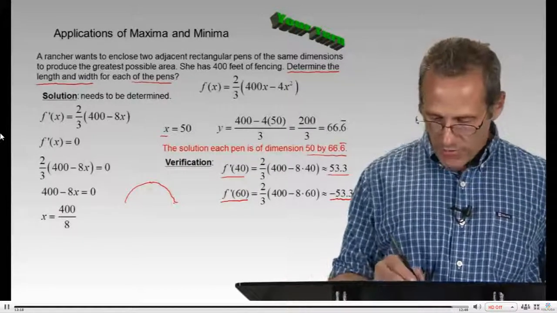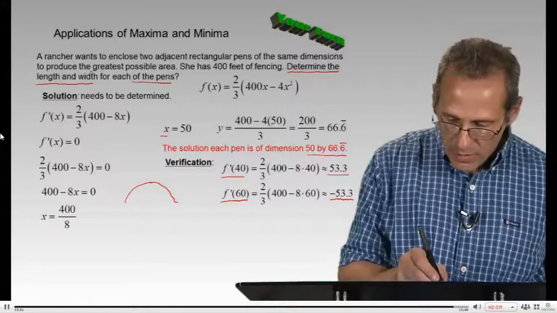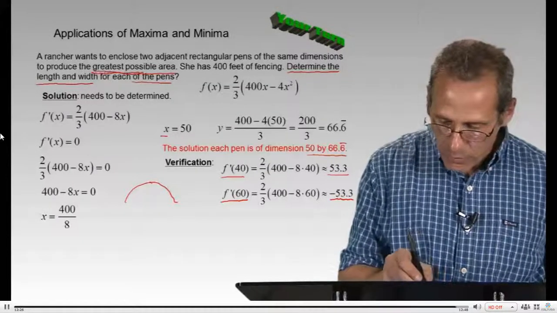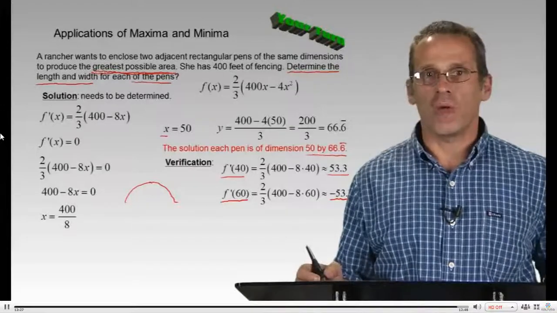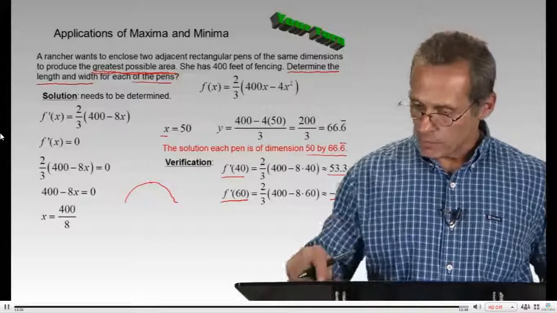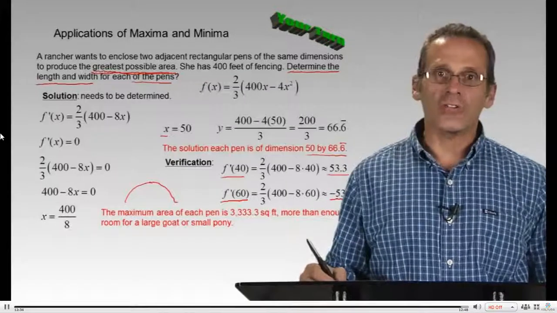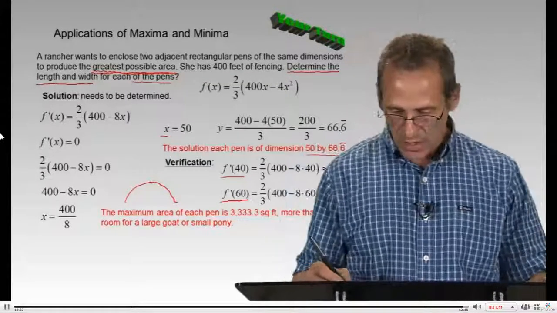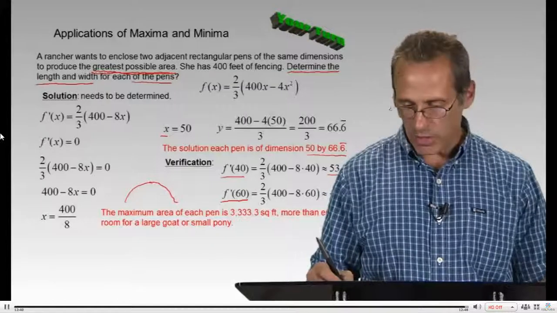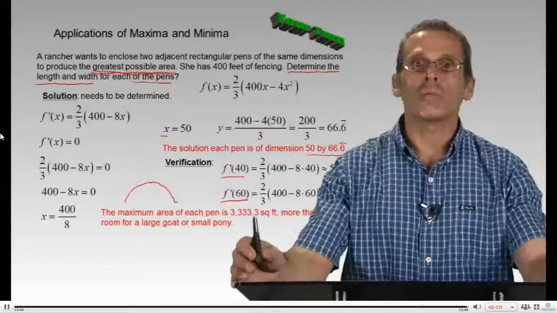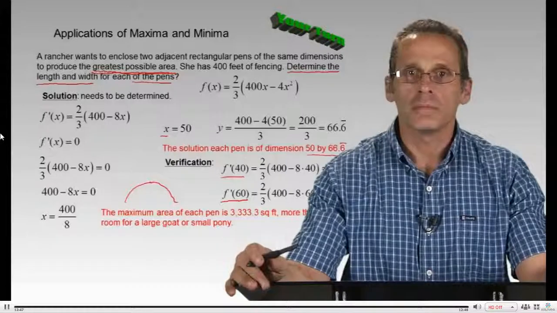It looks like we have found a relative maximum. This coincides with the fact that we were looking for a greatest possible area. We would not want to have found a relative minimum. We would like to have found a relative maximum. This enables us to answer the question, the maximum area of each pen is 3,333.3 square feet. More than enough room for a large group or small pony. Thank you.